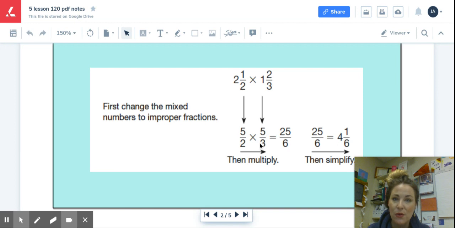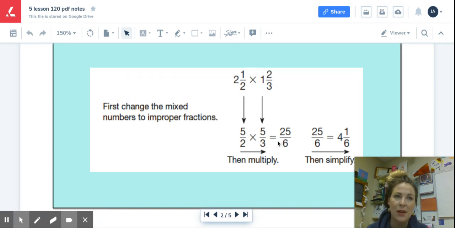So now we have two new ways to look at what was up here. These are mixed numbers. This is just a different way to look at them. These are improper fractions. We have 5 halves times 5 thirds. And of course, then all you do is multiply across. You multiply your numerators and you multiply your denominators. 5 times 5 is 25. 2 times 3 is 6. We're not going to leave our answer like that. We're going to simplify it.